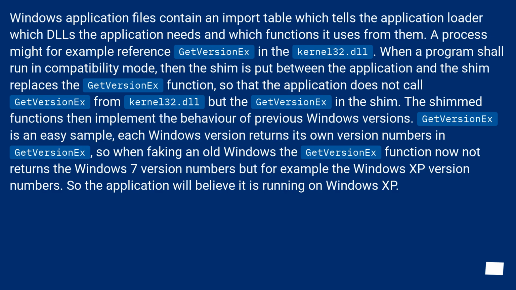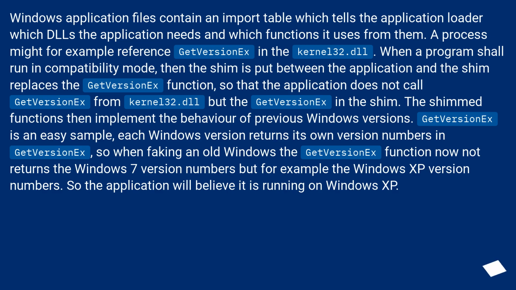Windows application files contain an import table which tells the application loader which DLLs the application needs and which functions it uses from them. A process might, for example, reference getVersionX in the kernel32.dll. When a program shall run in compatibility mode, then the shim is put between the application and the DLL. The shim replaces the getVersionX function, so that the application does not call getVersionX from kernel32.dll, but the getVersionX in the shim. The shim functions then implement the behavior of previous Windows versions.